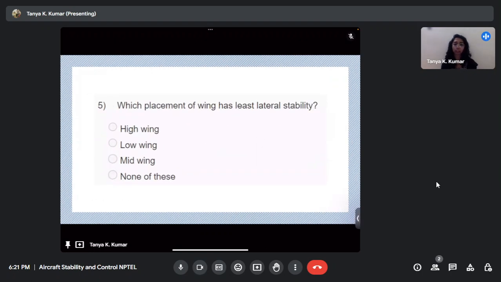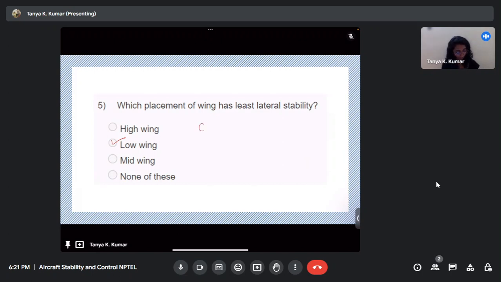Okay. Which placement of wing has least lateral stability? This question we have dealt with multiple times. Which is the right answer? And can somebody justify the answer? So low wing is the right answer. Why does it have least lateral stability?